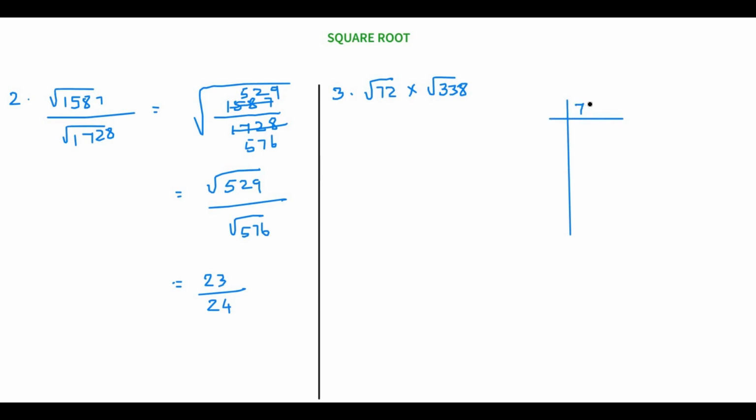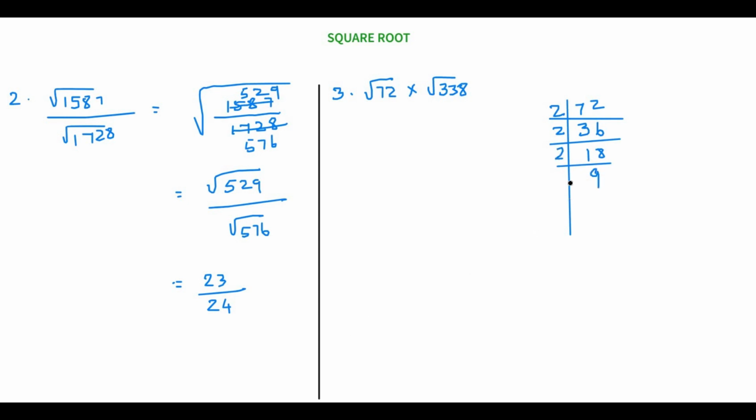So 72 is divisible by 2. 72 divided by 2 is 36. 36 is again divisible by 2, so 36 divided by 2 would be 18. 18 is again divisible by 2, so it is 2 times 9.